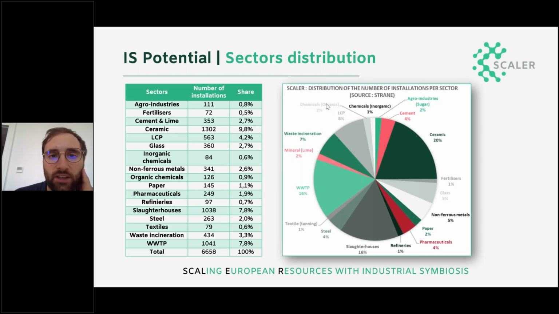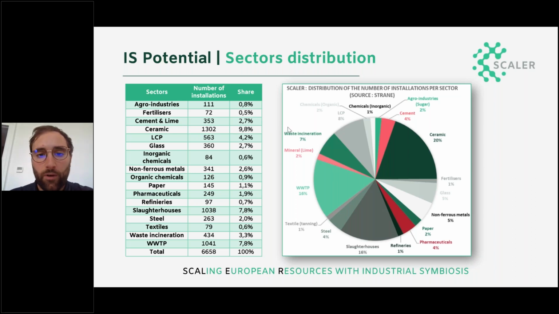So just an overview of the sector distribution in Europe for process industries. And you can see here that all the sector we mapped are related to process industries and continuous industries. So agro-industry, fertilizer, cement, ceramic, large combustion plant, glass, inorganic and organic chemical, non-ferrous metal, paper, pharmaceutical, refineries, slaughterhouses, steel, textile, waste incineration, and wastewater treatment plants. So here you can see the distribution of the sites all around Europe.